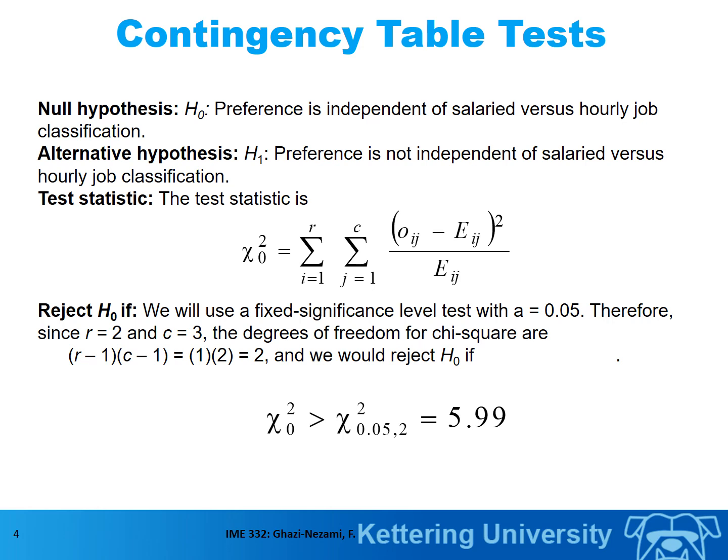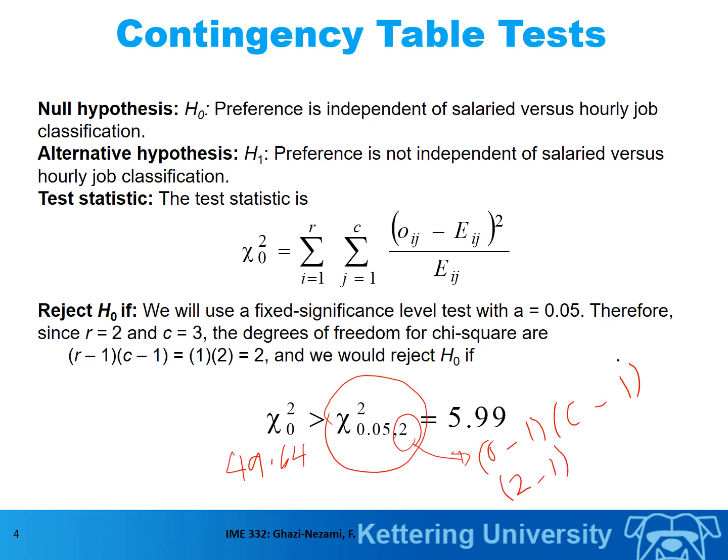The next step that we had was to compare this value, 49.64, with a critical threshold. What was our critical threshold? It was following a chi-square distribution with degrees of freedom of r minus 1 times c minus 1. How many rows did we have in that example? We had 2 rows, 2 types of jobs, so r minus 1 is 2 minus 1. How many columns did we have? We have 3 types of pension plan, so it was 3 minus 1. As a result, the degree of freedom will be equal to 2.